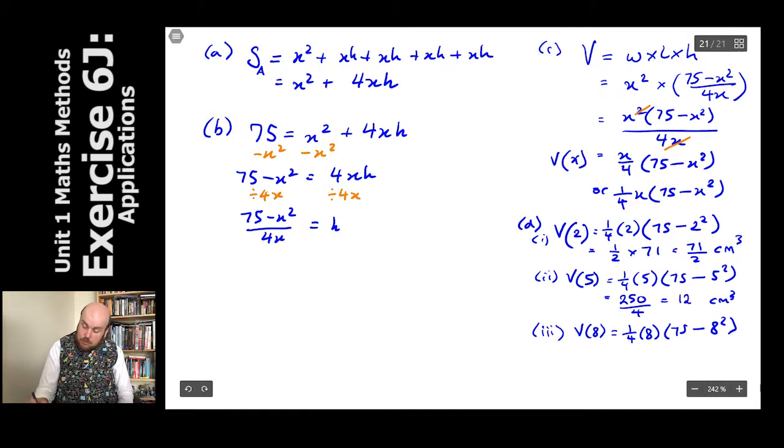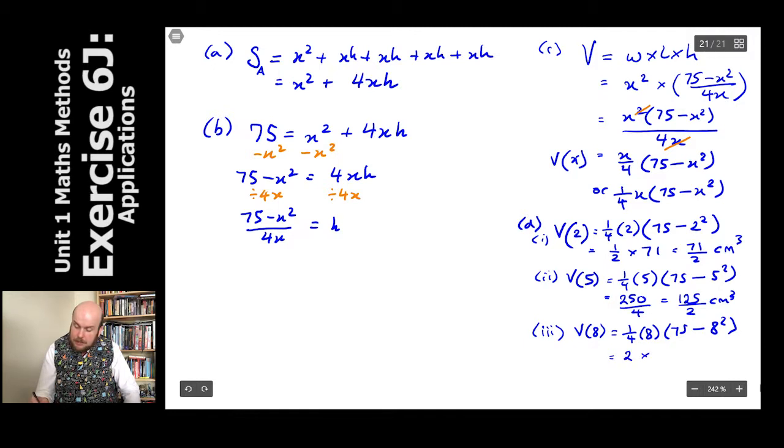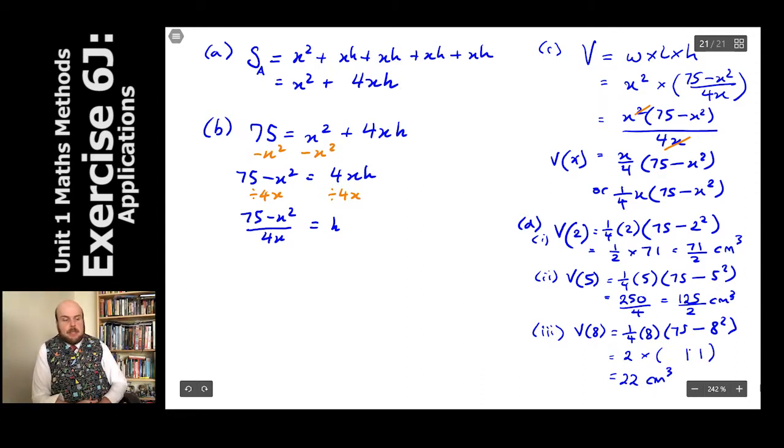1, 2, 5 over 2. Yeah, 125 over 2. There we go. And then we've got 1/4 times 8. So that's going to be 2 times 75 minus 64. So that's going to be 1... 2 times 11? That sounds about right. So 64... 5 take away 4 is going to be 1. Yeah, it says 2 times 11, so that's going to be 22 cubic centimeters. There we go.